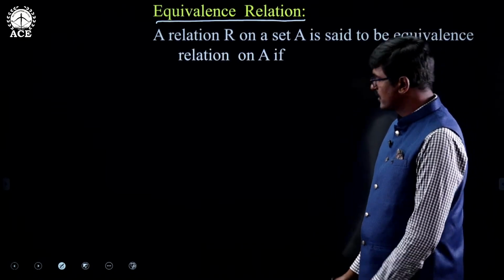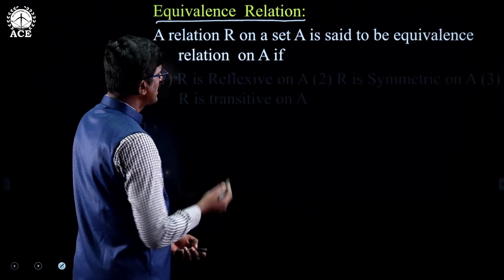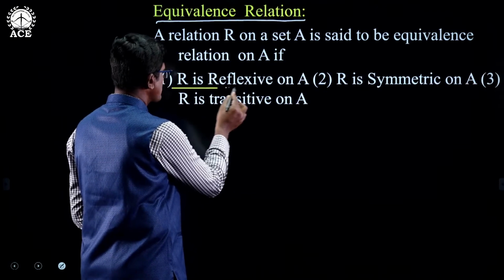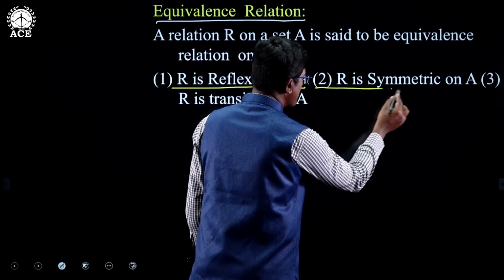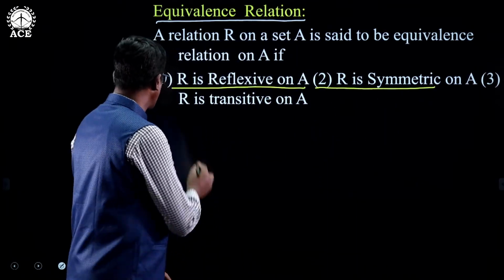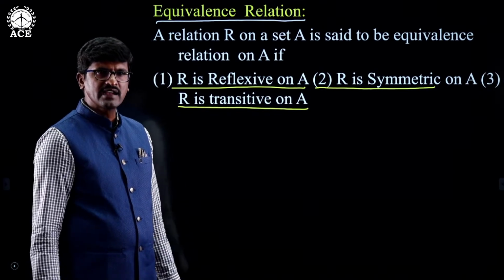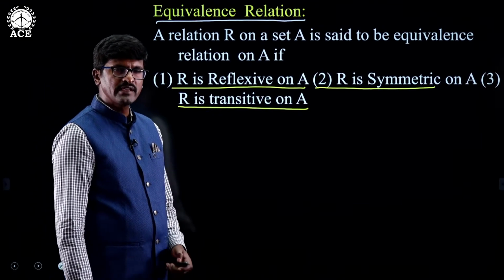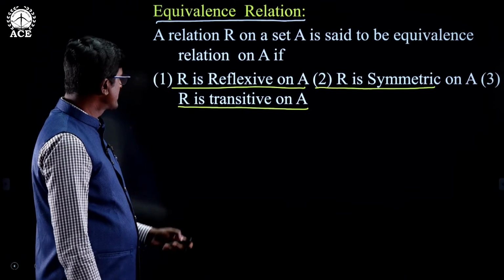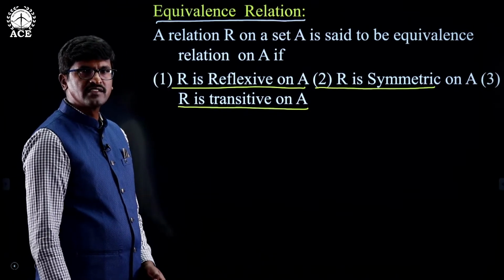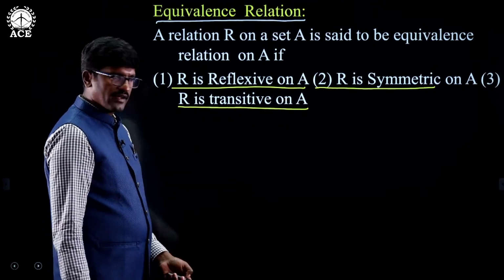So the first one: the relation R must be reflexive. This is the first point. The second one is R must be symmetric, and the third one is R must be transitive. So if the binary relation R satisfies the reflexive property, symmetric property, and transitive property, then we say that R is an equivalence relation defined on the set E.